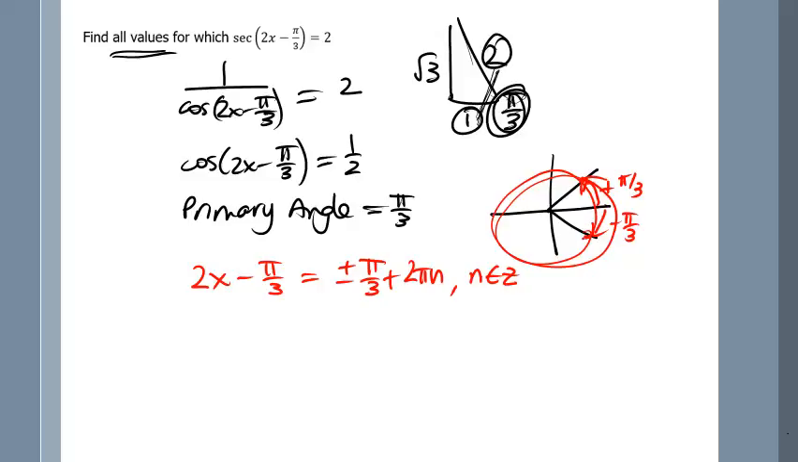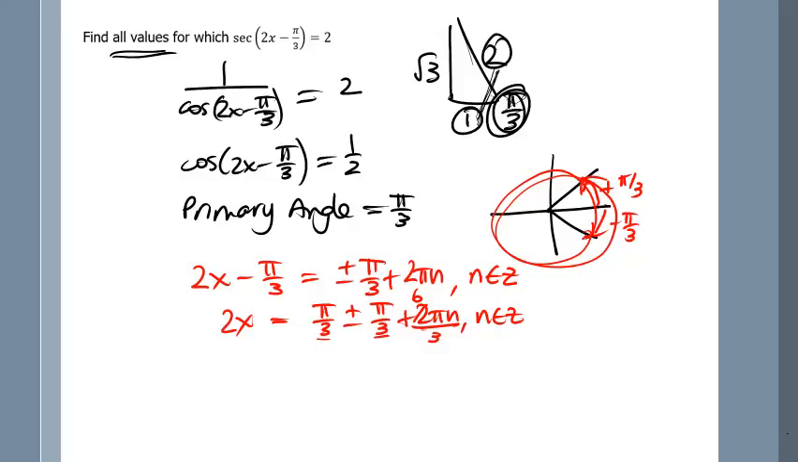From here, I would add pi on 3 to this side. So I'm going to get 2x equals pi on 3 plus or minus pi on 3 plus 2 pi n, n is an element of Z. And then we're going to divide by 2. Probably the easiest thing to do, because that's on 3, that's on 3, and that's not on 3, I'm going to put it on 3. So the top would become 6 pi n.